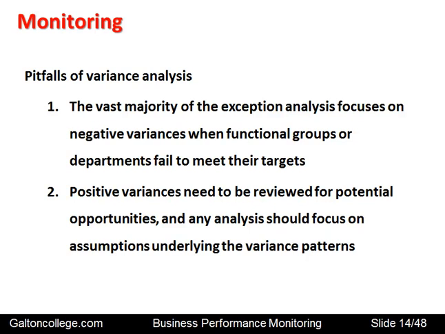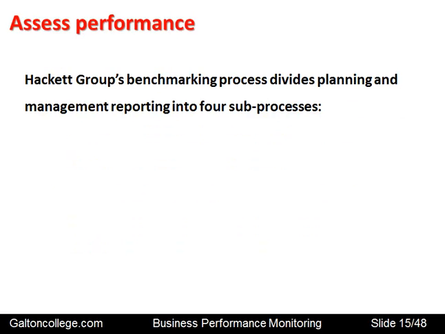But it could also be the case that the workers and the line managers and the departmental heads and so on were creative. They were innovative themselves. They found ways of cutting costs, which is to their credit, and we can learn from that. So a positive variance could be a learning opportunity for the organization. Or it could be simply that the budgets were wrong in the first place. We need to assess performance.